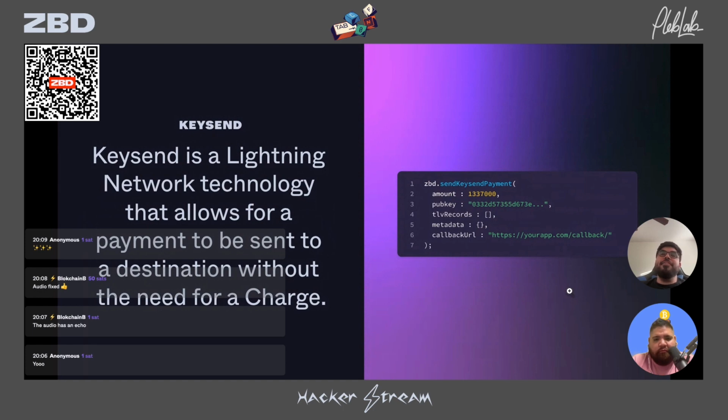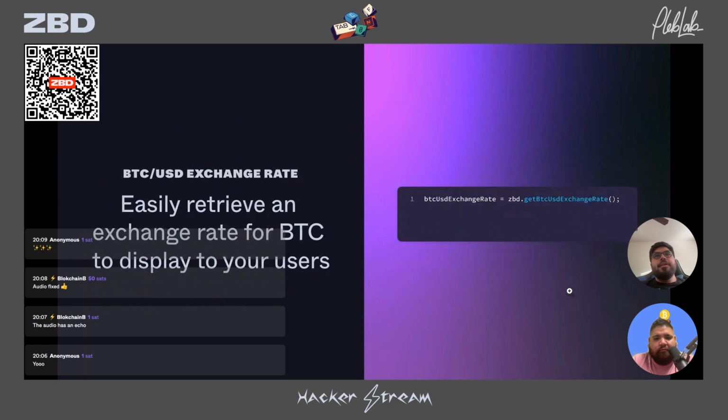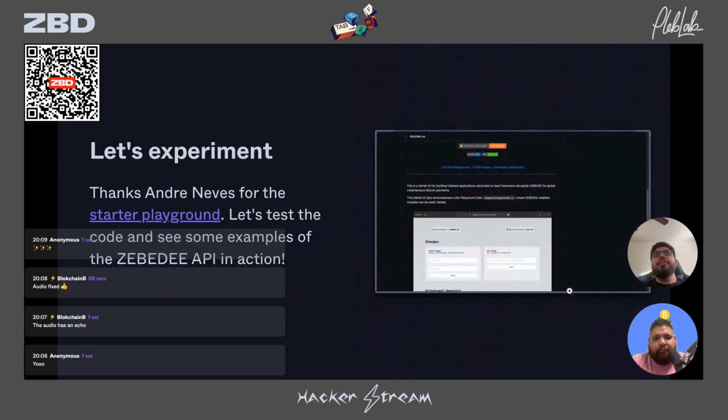So if you want to send directly to a Lightning node pubkey, you definitely can. You can utilize this endpoint. We also provide exchange rates, so we have some utility APIs. You can use zbd.getBTCUSDExchangeRate, and you'll get the price of Bitcoin.